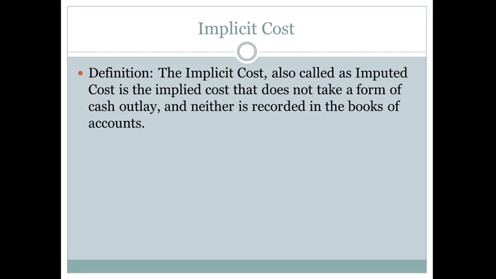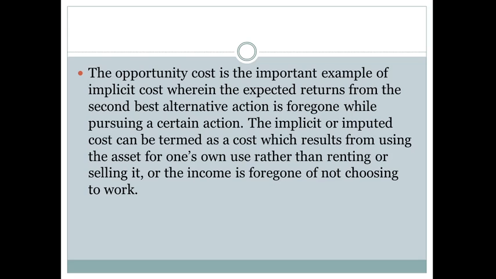Many times these types of costs are not recorded in the books of accounts. Just for reference, neither are they calculated in terms of cash, nor are they recorded in the books of accounts. The opportunity cost is an important example of implicit cost, wherein the expected returns from the second best alternative action is foregone while pursuing a certain action.